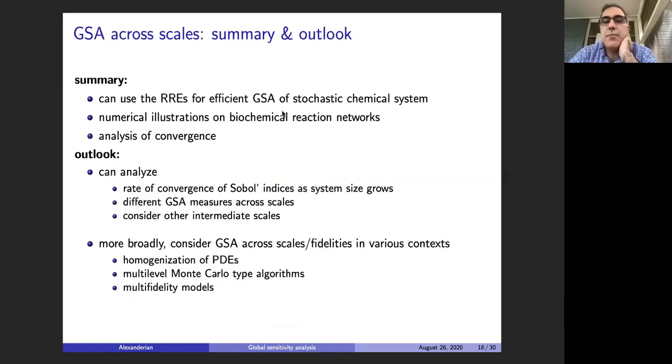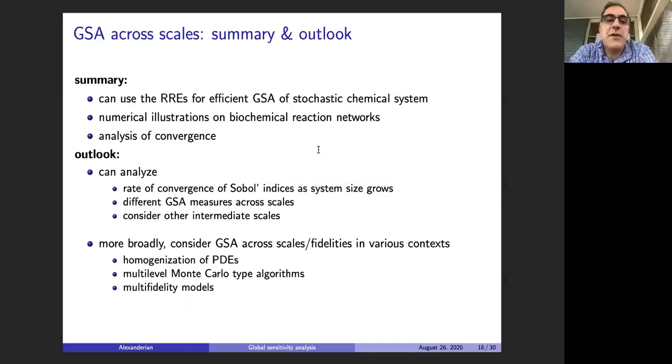So for this part, let me just make some comments. We can use the reaction rate equations for efficient global sensitivity analysis of stochastic chemical systems. We have done some numerical illustration on biochemical reaction networks. You can look at our article. And we have also done the theoretical analysis of convergence. We proved the almost sure convergence of the stochastic Sobol indices to the deterministic ones. We could discuss maybe after the talk.